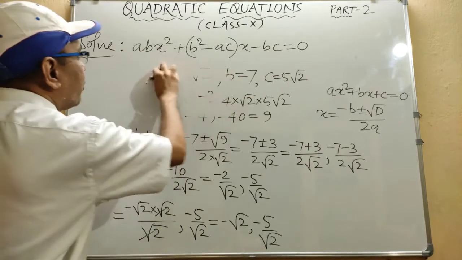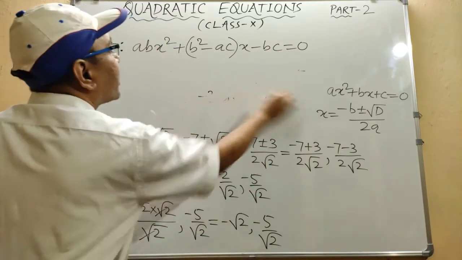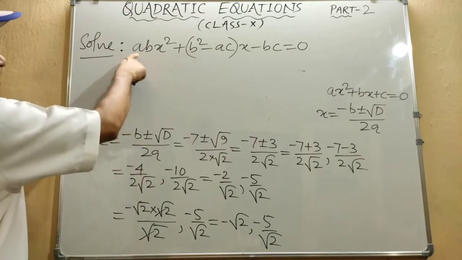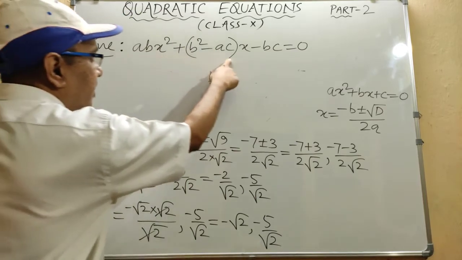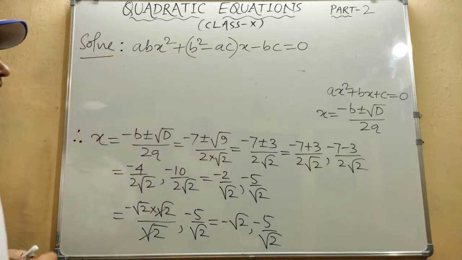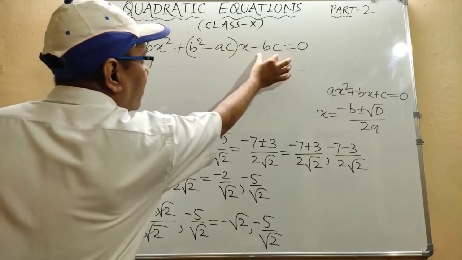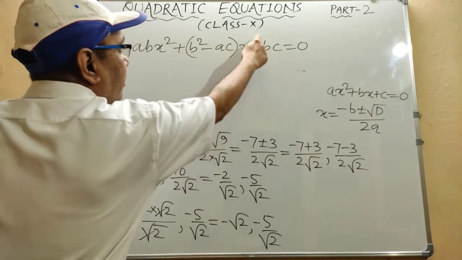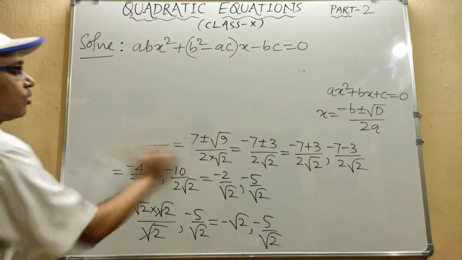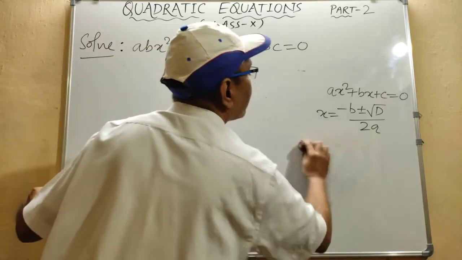Here the coefficients of x square, x and the constant term are not given as numbers. They are given in terms of a and b. It is of the type ax square plus bx plus c. So in place of a it is ab, in place of b it is this, and in place of c it is minus bc, with sign. Minus bc is given in place of c. So we have to find its solution.